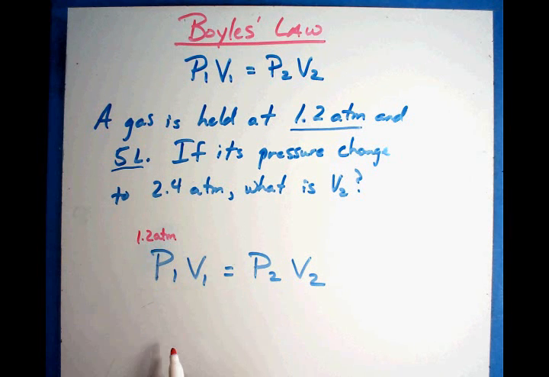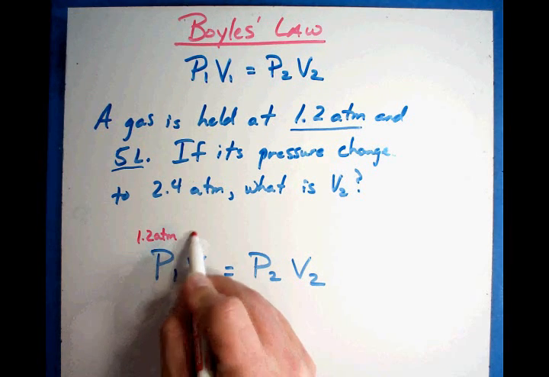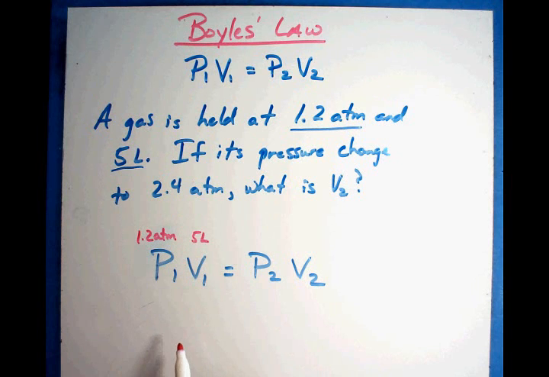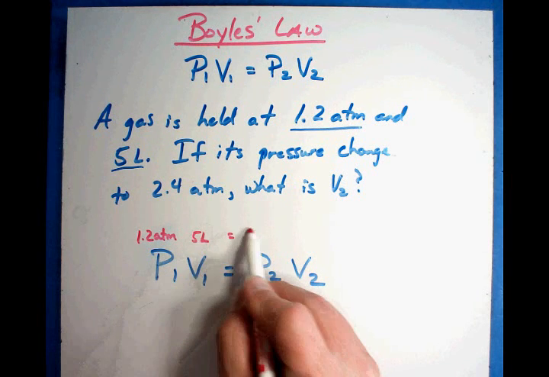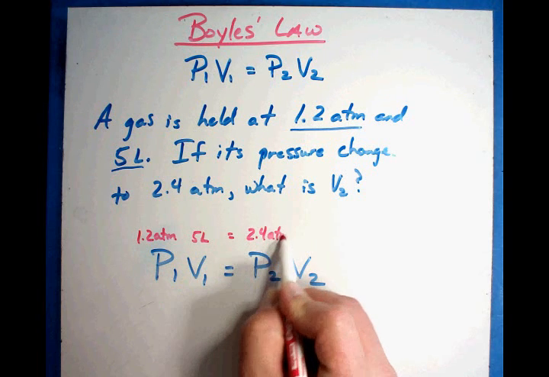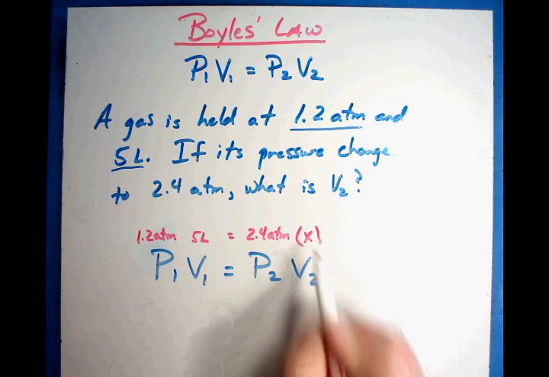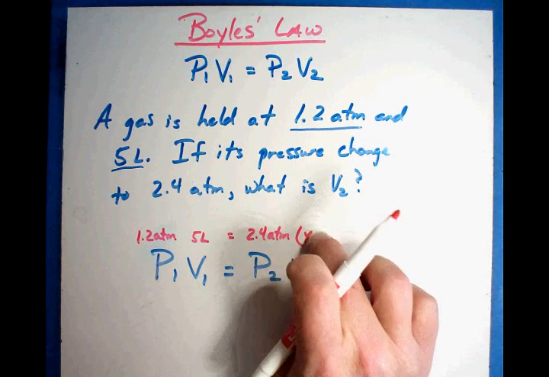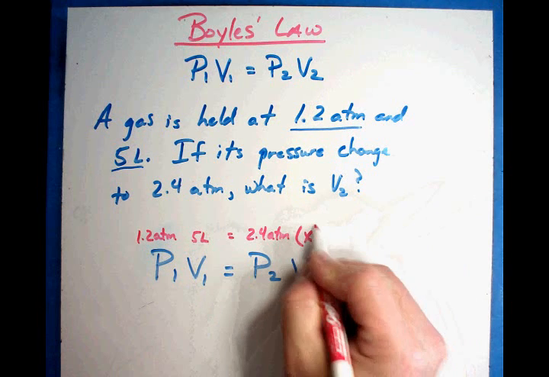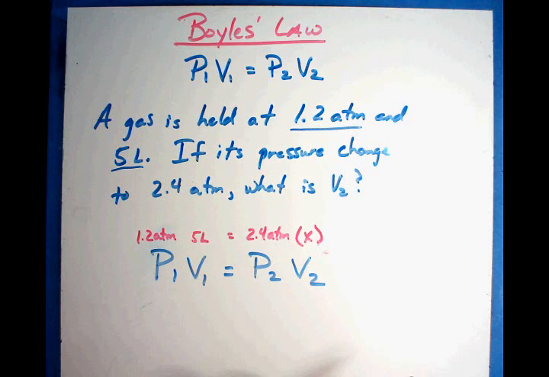A gas is held at 1.2 atmospheres. And I just put it right where it goes, and 5 liters. If its pressure changes to 2.4 atmospheres, what is volume 2? Now I'm going to use an X like you do in your algebra class, solving for volume 2. Now the most important thing to know about working these problems is that units have to match.